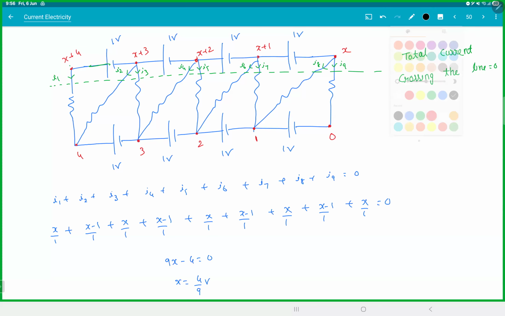You want A and B, so this point was A and this point was B. So VB minus VA is x plus 2, which is 22 by 9. Easy to solve. Once you know what to do, it is easy to solve. This is what I'm saying. This is a question which is tough to think but easy to solve.